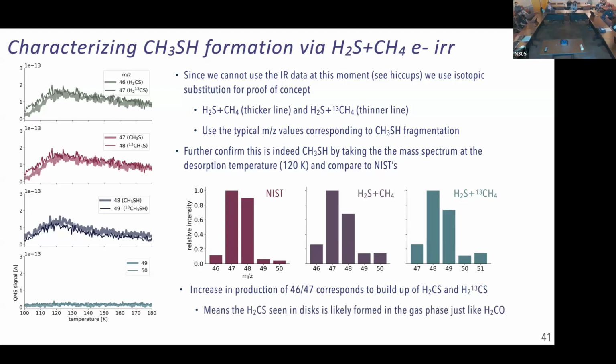And so this is surprising because the H2CS that we see in discs, we have tried to search for methyl mercaptan in these regions, but we're not finding it. And so this suggests that if we form some of the H2CS, we should see some of the methyl mercaptan with it, but we don't. And so this likely means that H2CS that is seen in discs is formed in the gas phase. So this is another way that experiments help us rationalize observation.